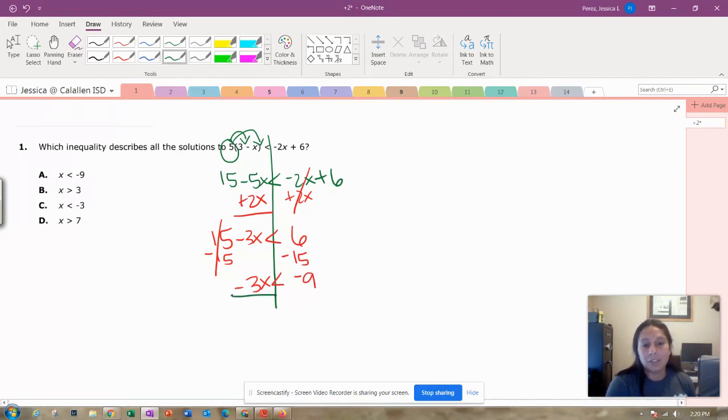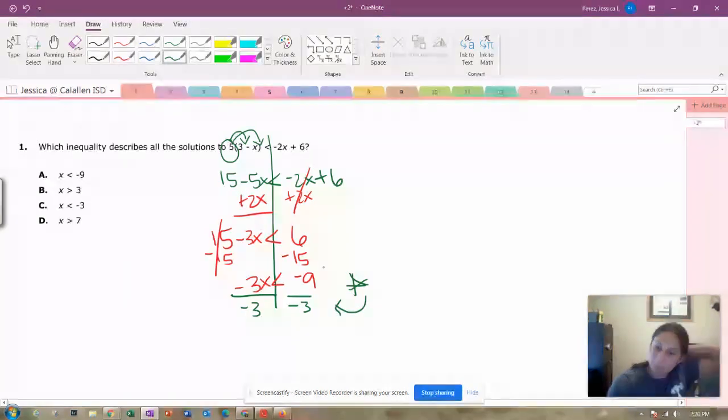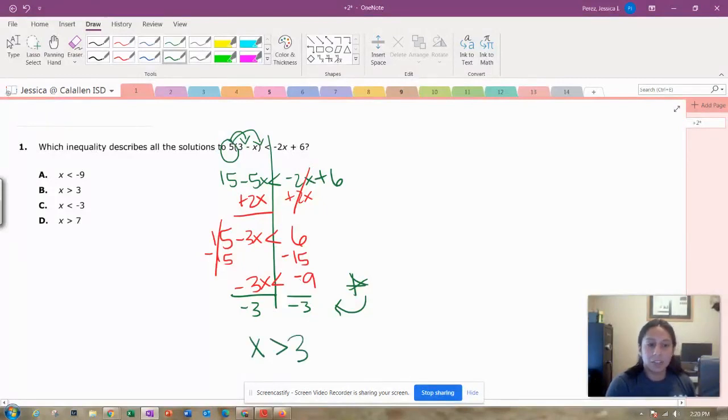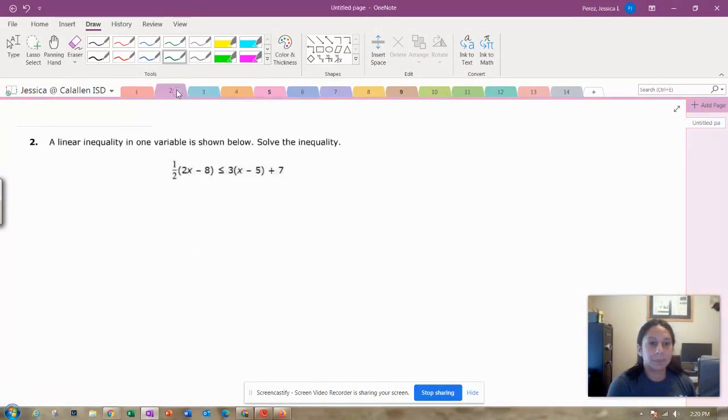Last, we have to divide by negative 3. Remember, anytime you divide or multiply both sides by a negative, you have to flip the inequality. So x is going to be greater than 3. So the answer for problem 1 is B.